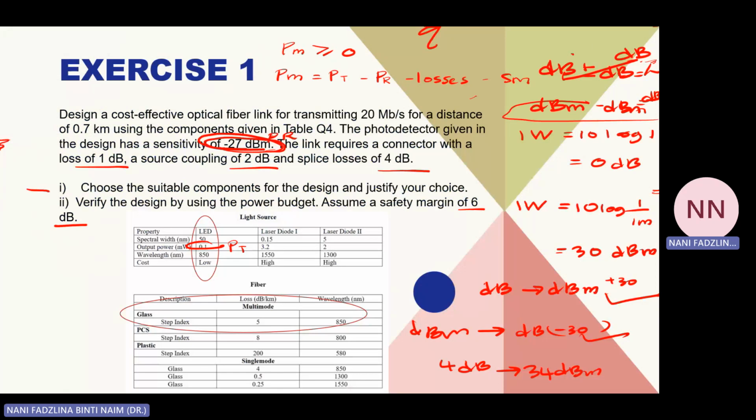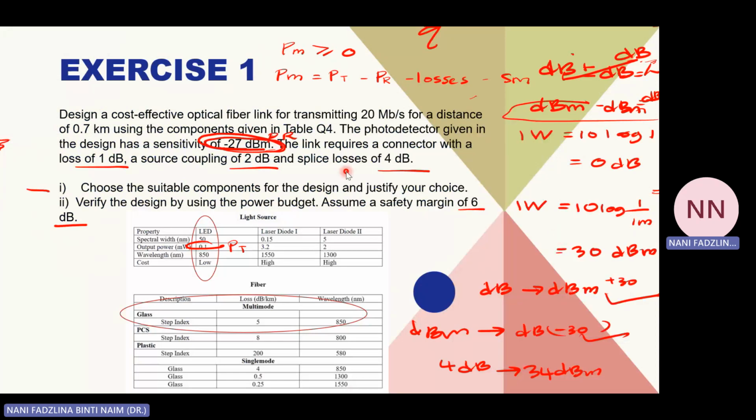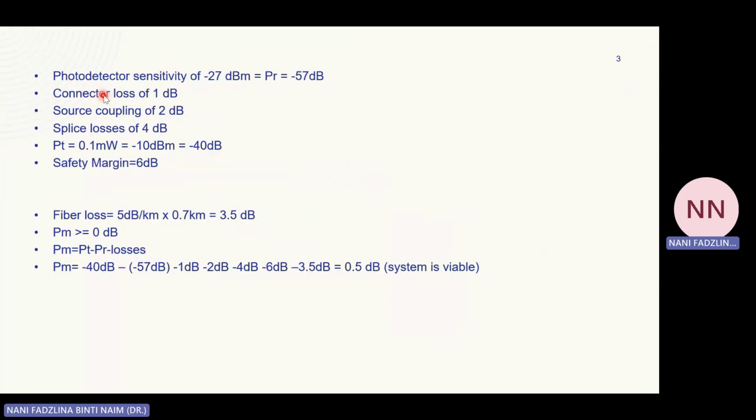Okay, so after extracting all the values from this exercise, you will obtain this. The photodetector sensitivity or the power received is negative 27 dBm. If we want to convert from dBm to dB, we need to minus 30. Negative 27 minus 30, you will get negative 57 dB. This is our power received. Our power transmit is 0.1 milliwatt. If we convert into dBm, you will get negative 10 dBm. But if you want to convert into dB, you will get negative 40 dB.